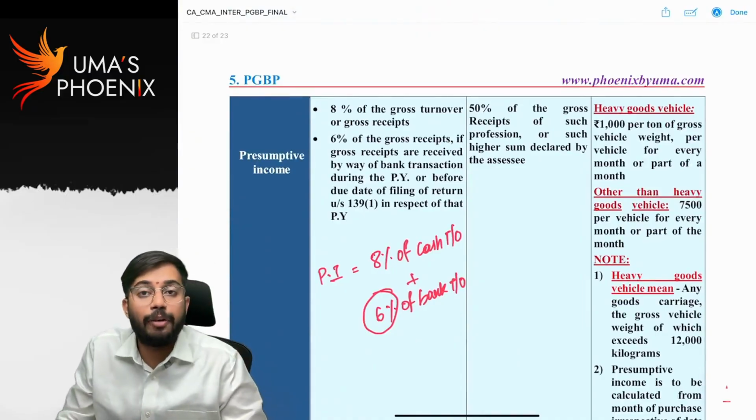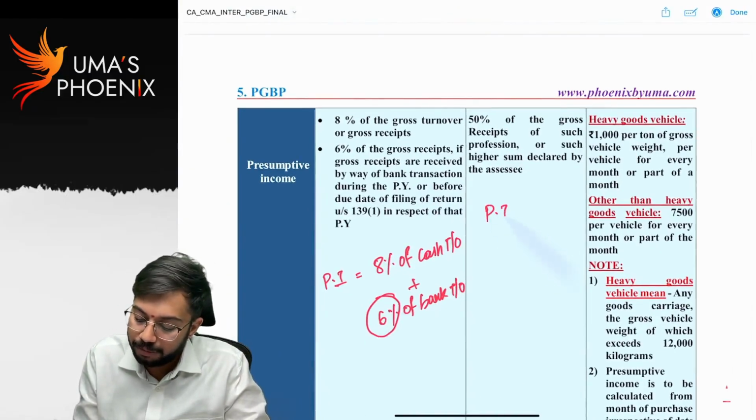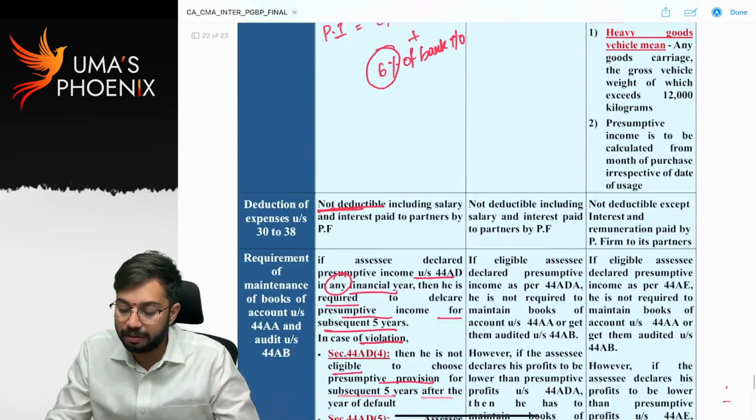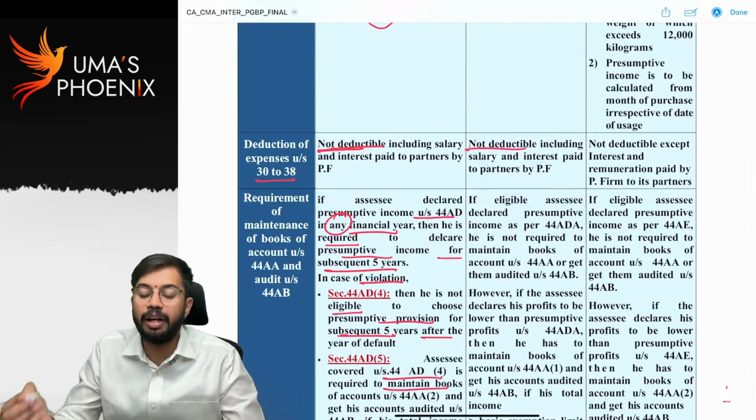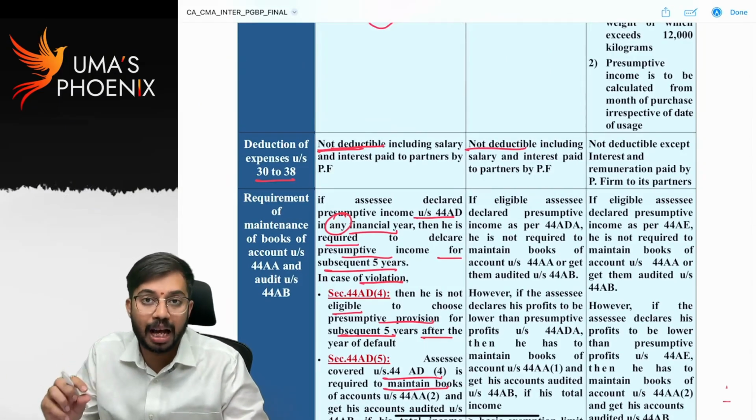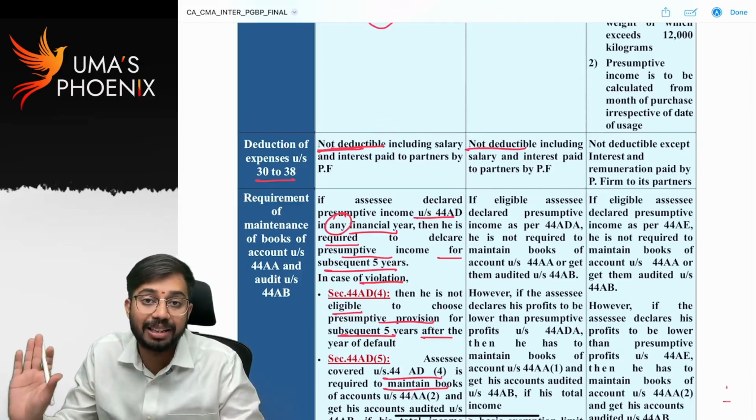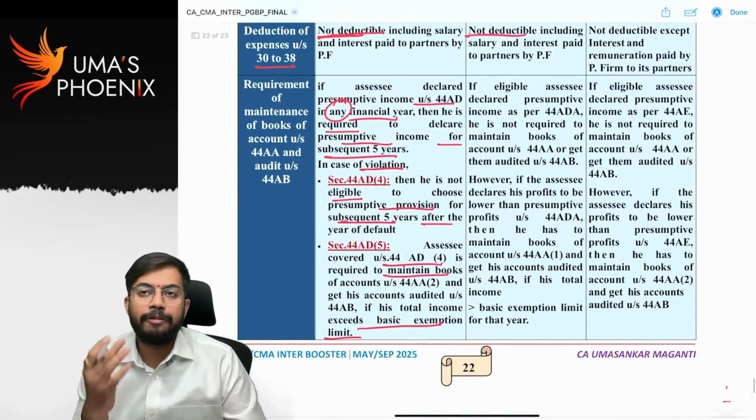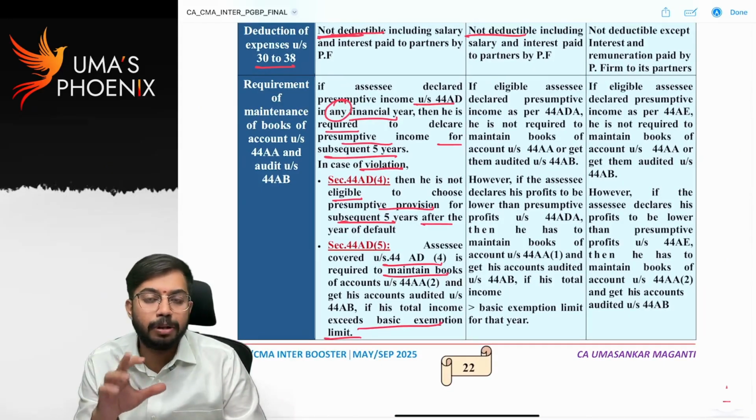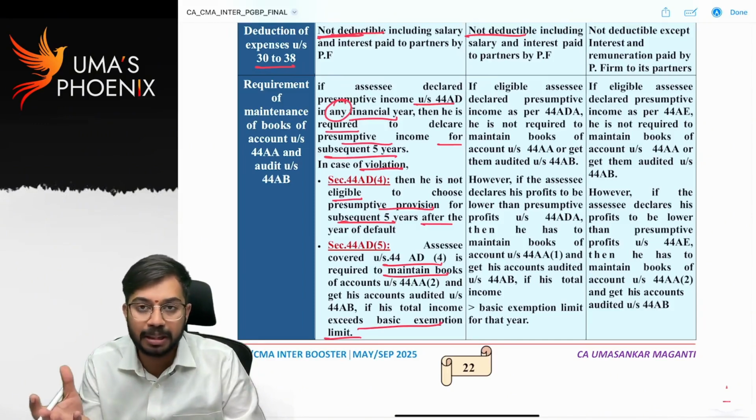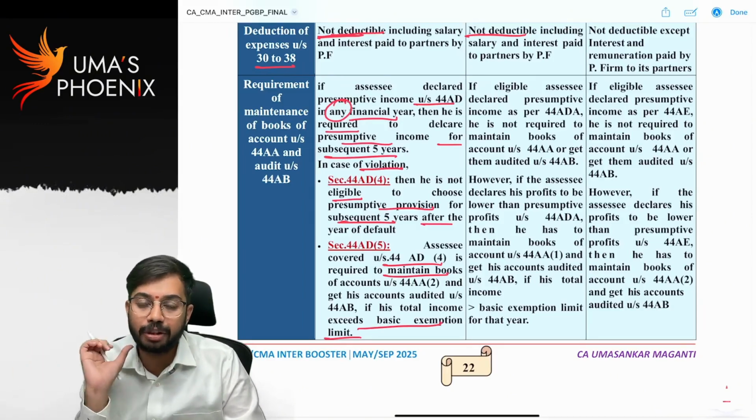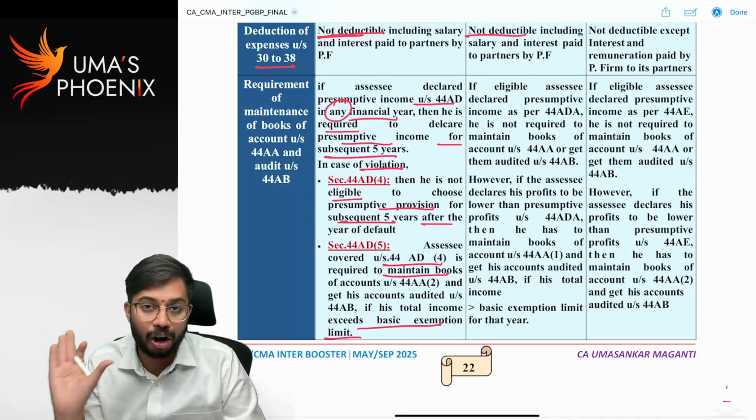If 44ADA is chosen, presumptive income is equal to 50% of gross receipts. And section 30 to 38 expenses are not deductible. Even interest on partners' capital and remuneration to partners are not allowed as deduction. See, if a notified professional who is eligible to choose 44ADA discloses presumptive income, that means he discloses minimum 50% of his gross receipts as presumptive income, then he is not required to maintain books of accounts and not required to get his books of accounts audited.